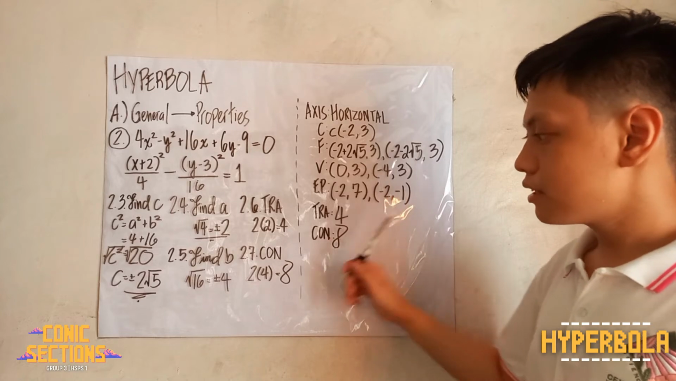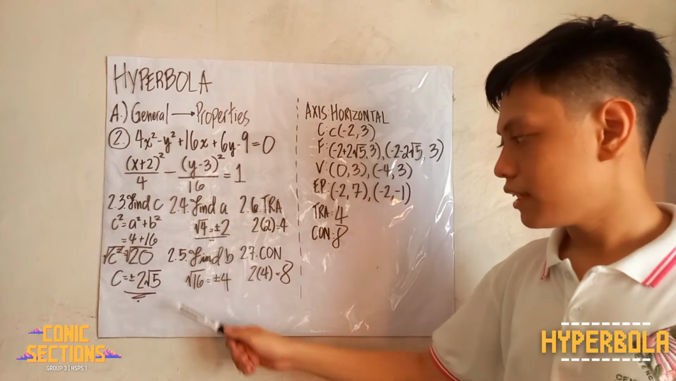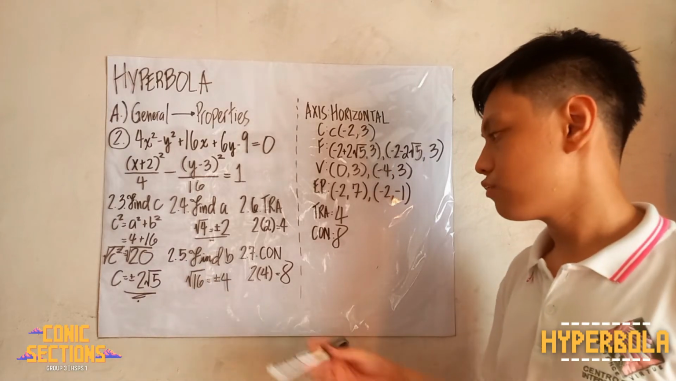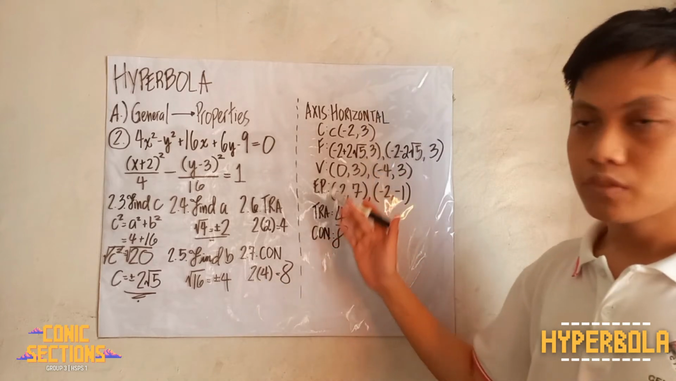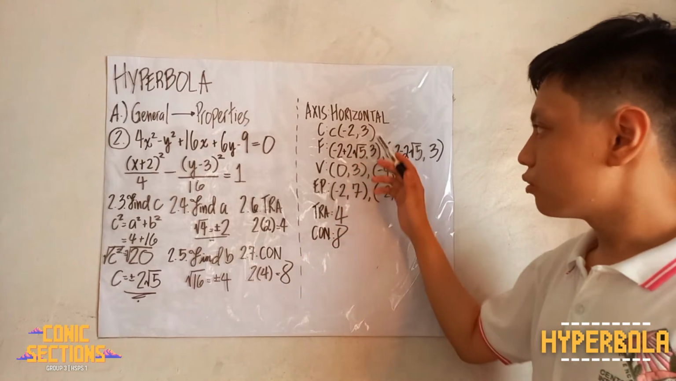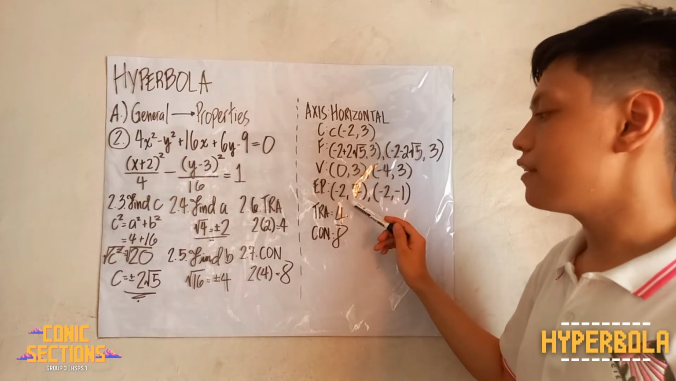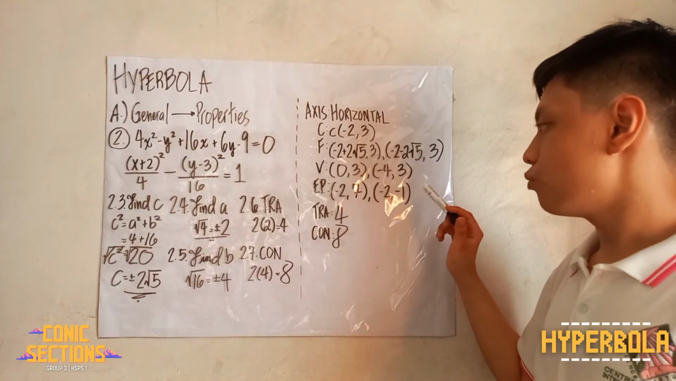For the endpoints, b squared this time will be 16. So take the square root of 16 and you will be left with plus or minus 4. So add and subtract this value this time to our k. So our k is 3. So 3 plus 4, you'll have 7. 3 minus 4, and you will have negative 1.